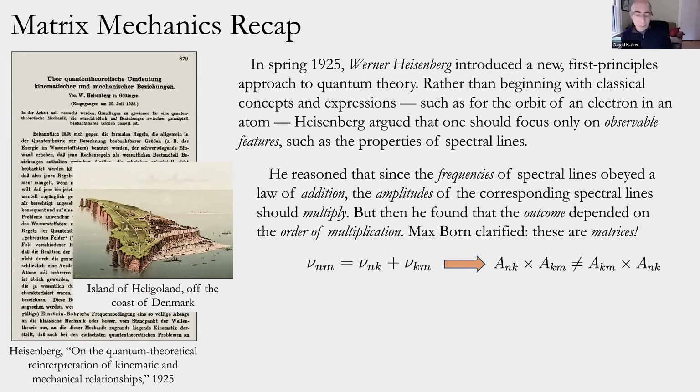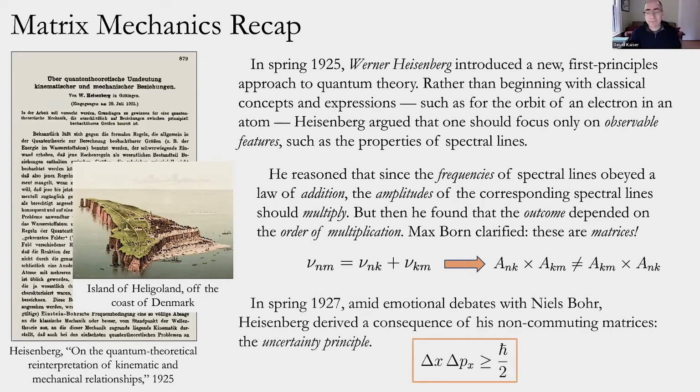And so he returned, or started very soon afterwards, a position in Göttingen, and his senior advisor there, Max Born, clarified these are matrices. The fact that the outcome of the multiplication depends on the order is a generic feature of matrices, whereas mathematicians would say matrices do not commute. And so soon after that, this work became known as matrix mechanics.